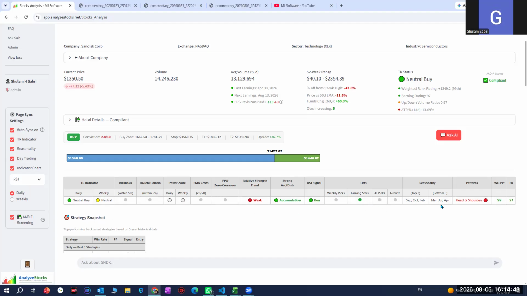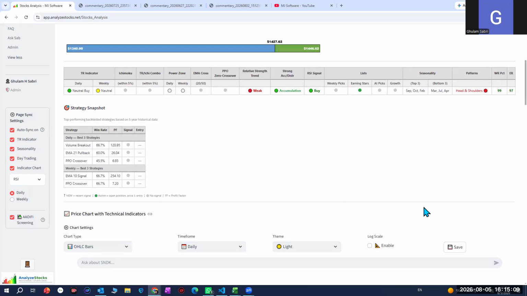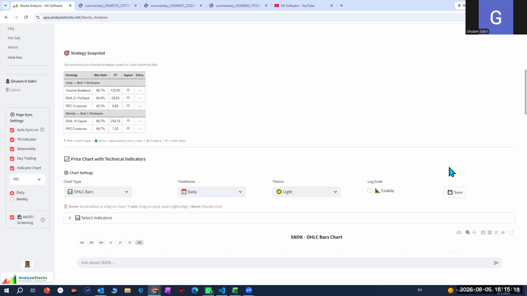And what about the seasonality? Its top months are September and October, but actually it's only 1 year of data because SanDisk just started trading last year. But for last year, look at this. Its price performance has been better than 99% of the stocks in the 5,000 universe, and its earnings growth was better than 97% of the stocks in our stock universe.